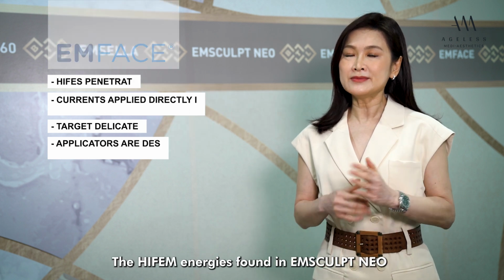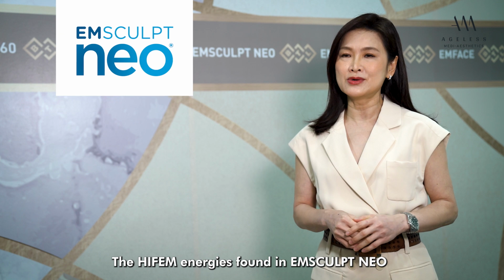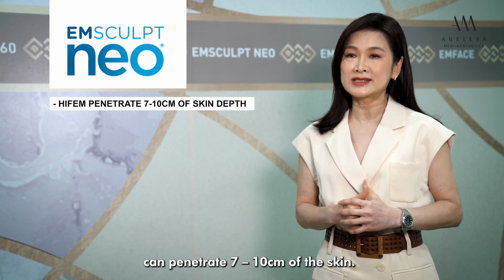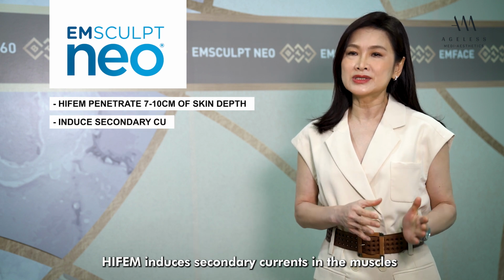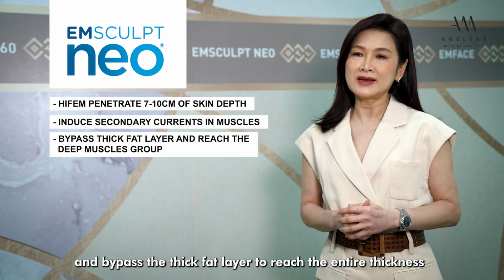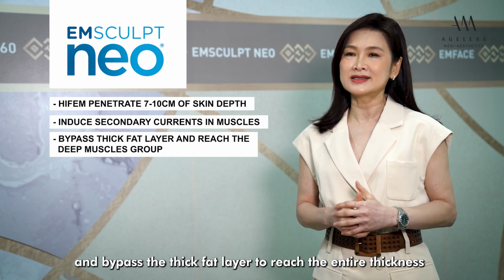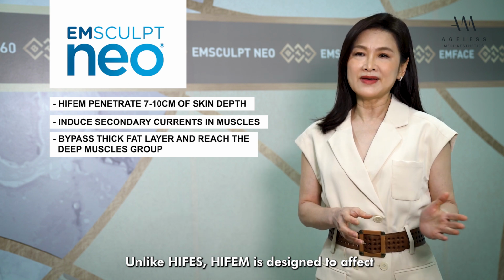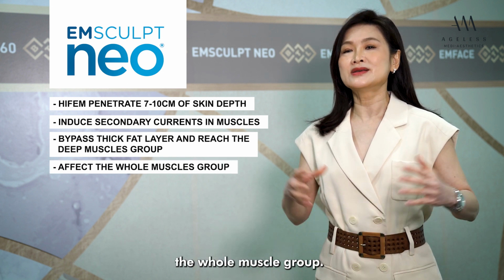Now, the HIFEM energy found in Emsculpt Neo can actually penetrate 7 to 10 centimeters of the skin. The HIFEM induces secondary currents in the muscles, and it bypasses the thick fat layer to reach the entire thickness of the deep muscle groups. Unlike HIFES, HIFEM is designed to affect the whole muscle group.